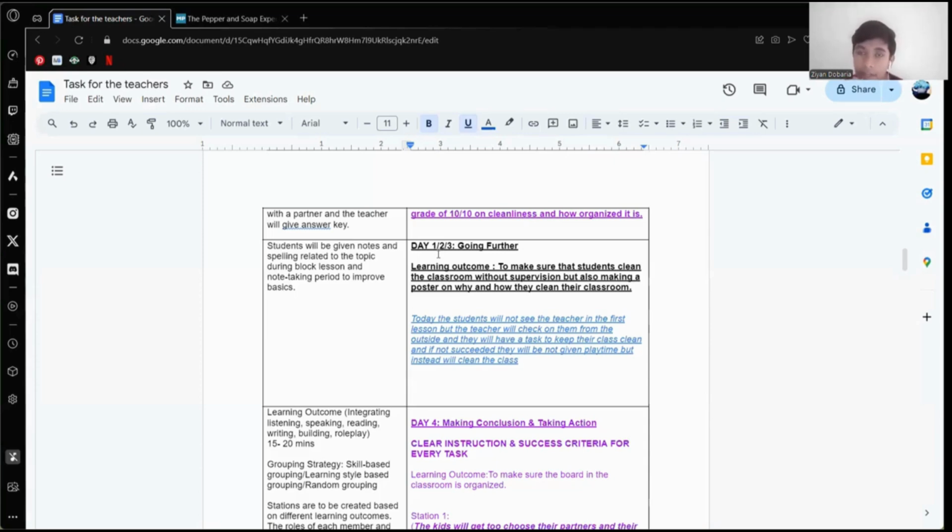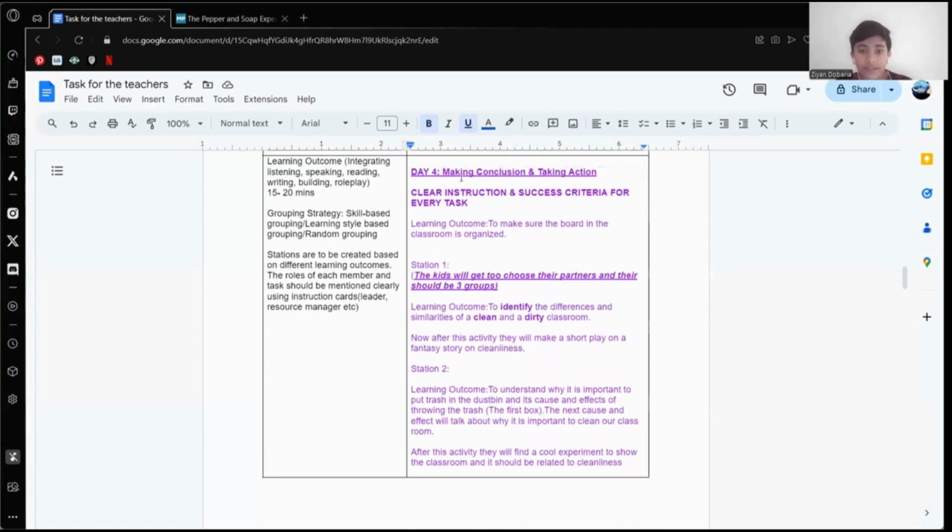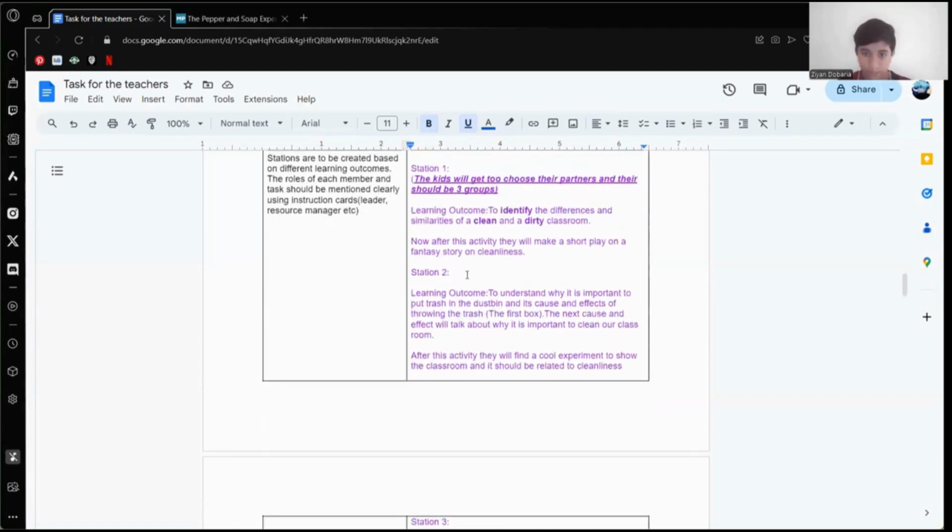If they clean, they get playtime and they have fun. On day four, they will be doing these group activities. With station one, the kids will get to choose their partners, and they'll be in three groups. They'll do a similarities and differences Venn diagram, and then they'll talk about a clean and dirty classroom. They'll do differences and similarities.